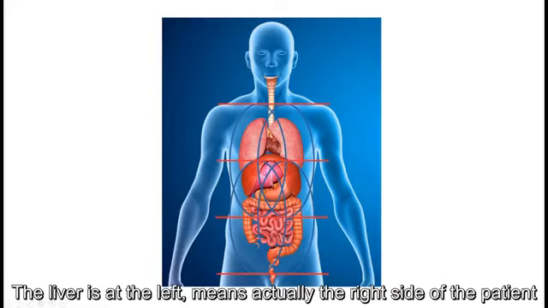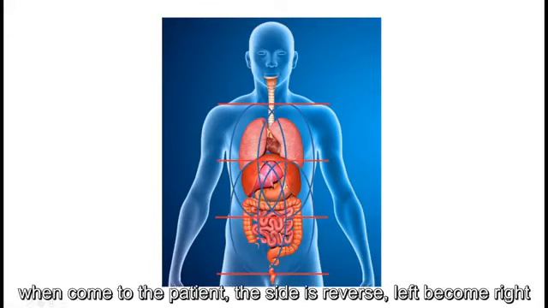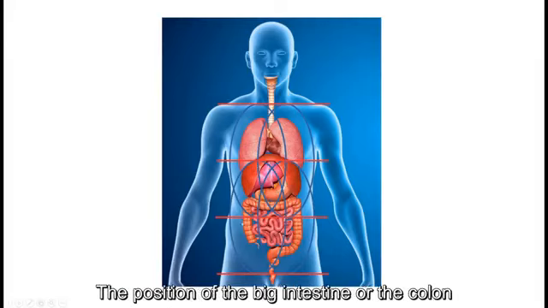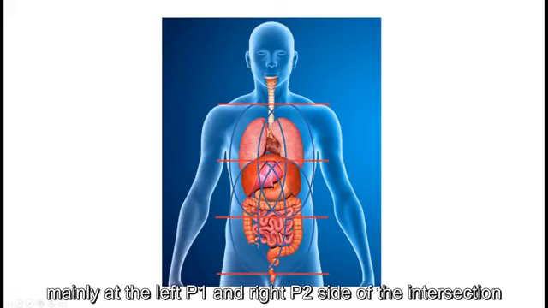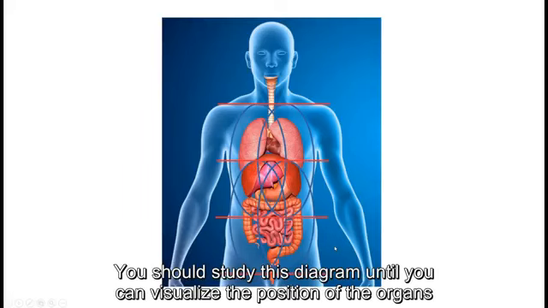The liver is at the left, which means actually the right side of the patient. We talk about the side from the observer's view. When it comes to the patient, the side is reversed, left becomes right. The stomach is at right. The position of the big intestine or the colon is mainly at the left P1 and right P2 sides of the intersection. The horizontal part of the colon can be seen at the bottom of the abdomen section. You should study this diagram until you can visualize the position of the organs.